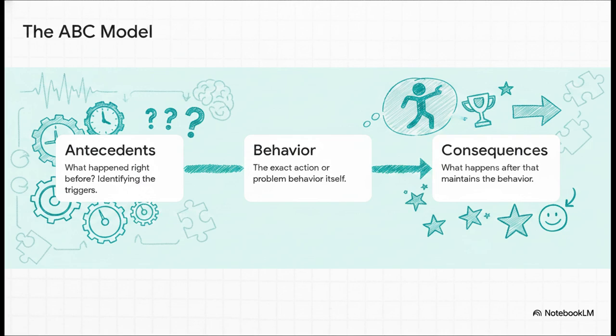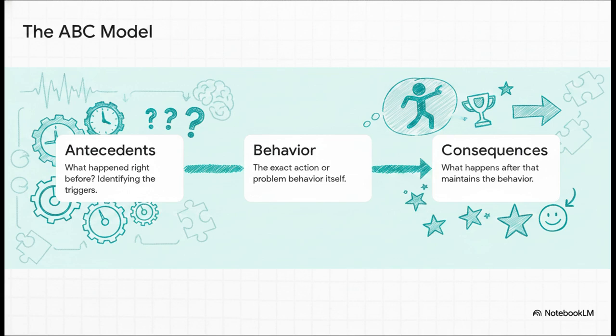Step 1 is identifying the antecedents. What happened right before the behavior? What were the triggers? Step 2 is the behavior itself. What was the exact action? And step 3 looks at the consequences. What happens immediately after that maintains or reinforces the behavior?